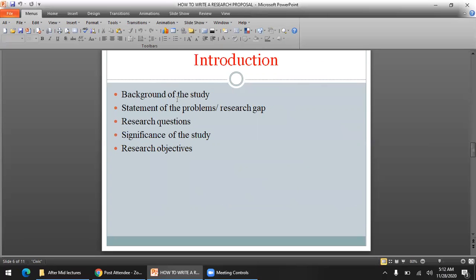The first one is the background of the study. The second is the statement of the problem or research gap. We will state the research gap, which is very necessary for further research. Then research questions, significance of the study, and research objectives. These are the parts of the introduction.